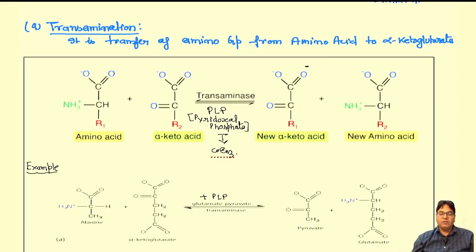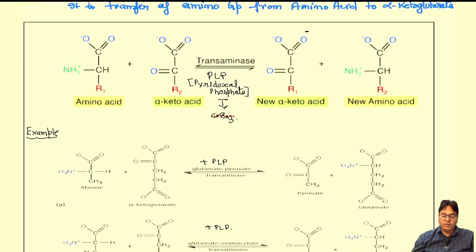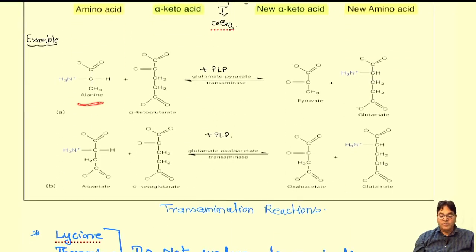So that means when the amino group is transferred from one amino acid to a keto acid, a new amino acid and a new keto acid are formed. In this example, we will see that there is an amino acid which has an amino group. It is transferred to the keto acid, and that's why a new keto acid is formed. And this amino group, when transferred to the keto acid, forms a new amino acid. For example, if we start with alanine, which is an amino acid, its amino group when transferred to alpha ketoglutarate, then the alanine changes into pyruvate and the alpha ketoglutarate changes into glutamate.